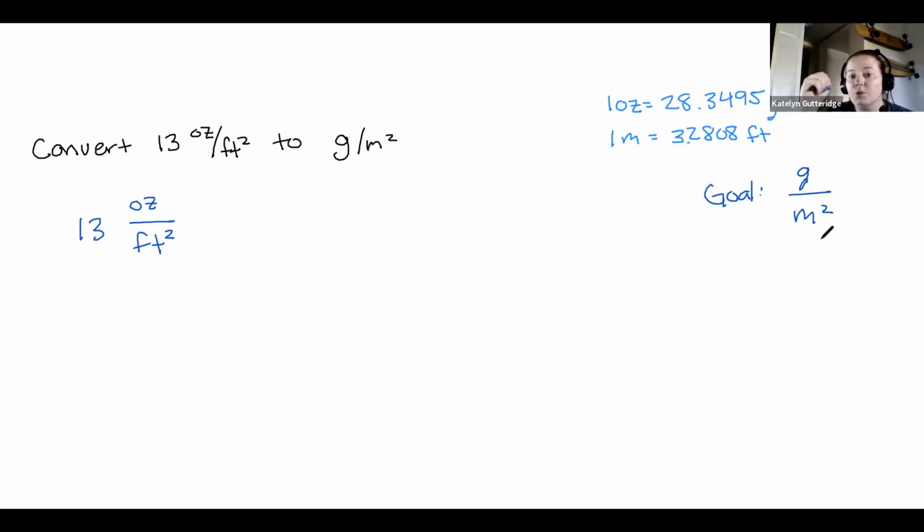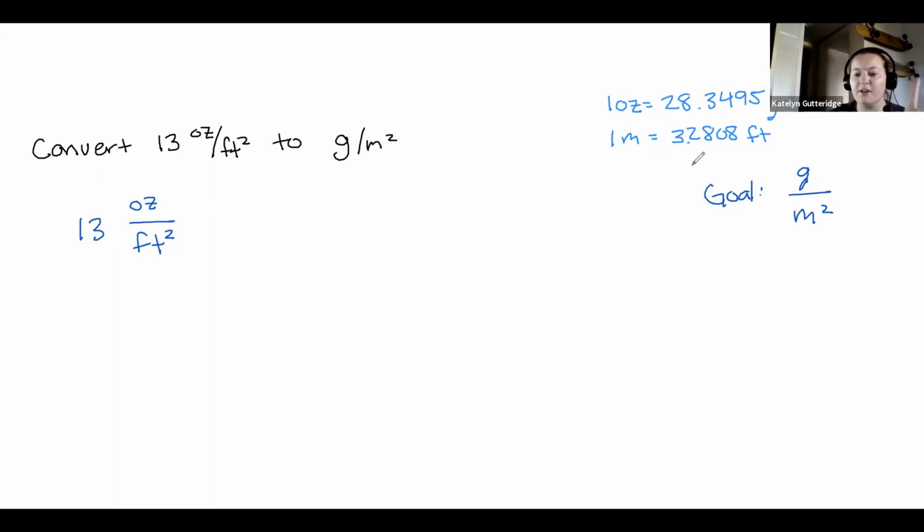If you look at that table, you should find a conversion factor that gets you from ounces to grams and from meters to feet. These are the 2 we need for this problem. So you should find 1 ounce is equal to 28.3495 grams. 1 meter is equal to 3.2808 feet. This is what you should be finding in that table on the Excel sheet.